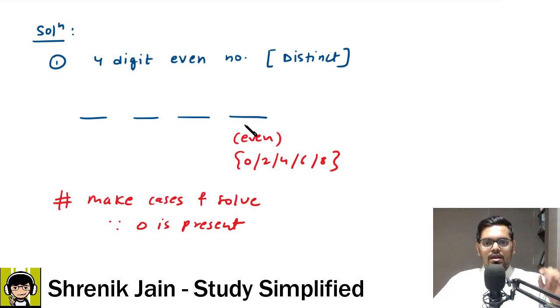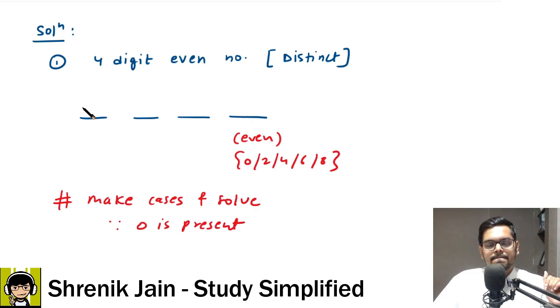Constraint number 1: the last digit should be even, then only the complete 4-digit number would be a 4-digit even number, right? So the last digit should compulsorily be even. What are the possibilities? 0 can come, or 2, 4, 6, 8, these are the possibilities. Now the problem is with the 0, because 0 can overlap. 0 can come here or here or here, but cannot come here. Why? Because if 0 comes here, then it is no more a 4-digit number. It becomes a 3-digit number, right? We are in search of a 4-digit number, hence 0 cannot take this place.